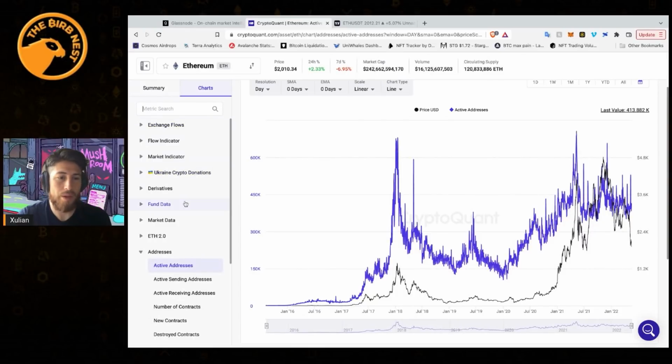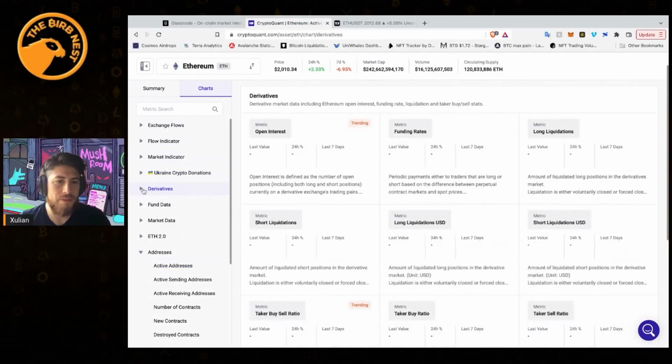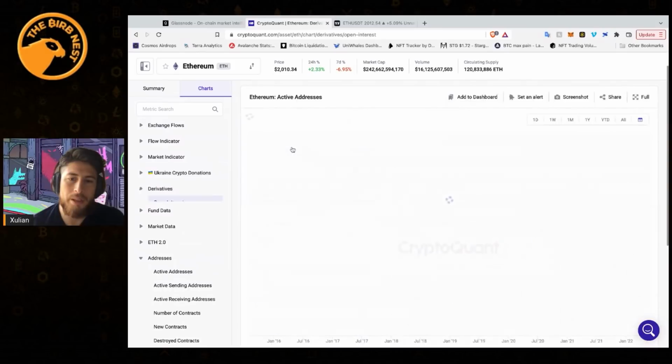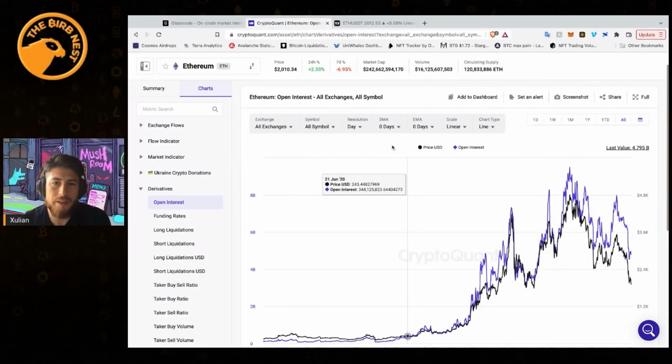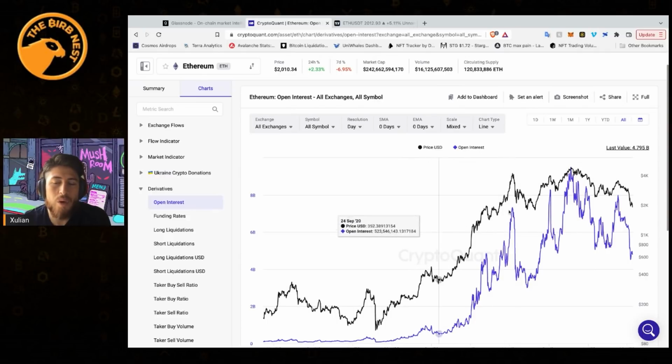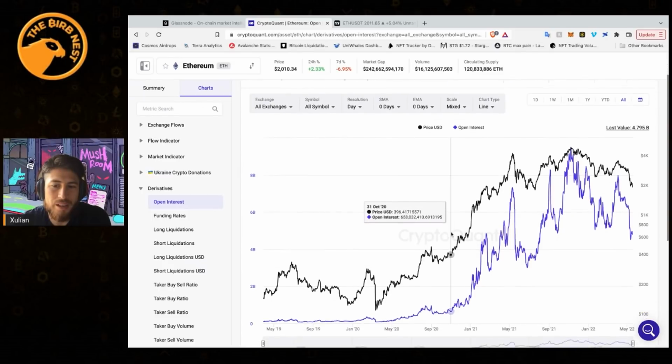So let's hop back over to Ethereum real quick so we can see some more information in terms of what is happening. We'll go over to derivatives and we can actually track the open interest. Open interest can give us very good information in terms of what's happening in leverage and why certain price moves in certain ways.